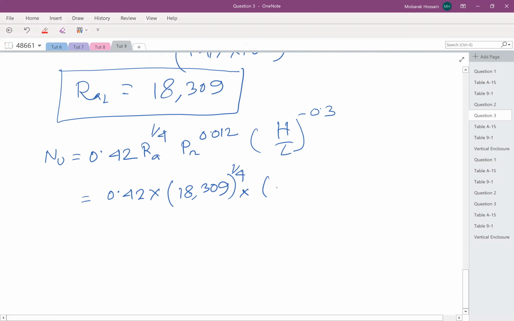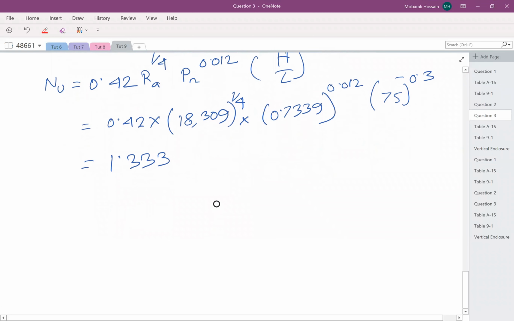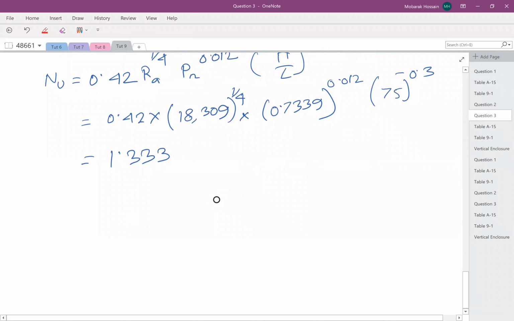Now here if we use all the values, then Prandtl number at 9 degrees Celsius, then the ratio is 75, to the power negative 0.3, it will give us 1.333. Now from here, under steady-state operating conditions, the rate of heat transfer between room air and the inner surface of the window will be equal to the heat transfer through the air gap also.